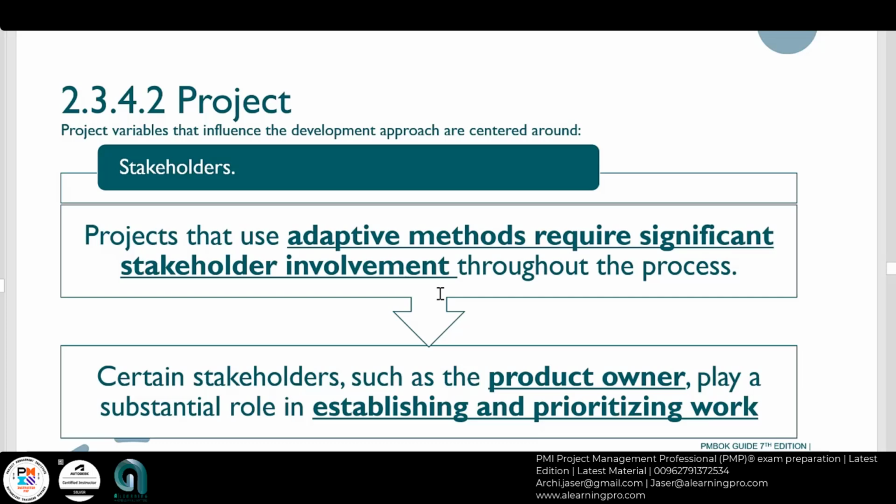Without having their feedback on the requirements, their updates on the requirements, and you update the requirements in order to update the backlog, in order to be able to select from the user stories, then you cannot move forward, or you might be moving forward towards something wrong, in the wrong direction. Mentioning the product owner plays a substantial role in establishing and prioritizing work, and that's what I was explaining on the whiteboard, right?